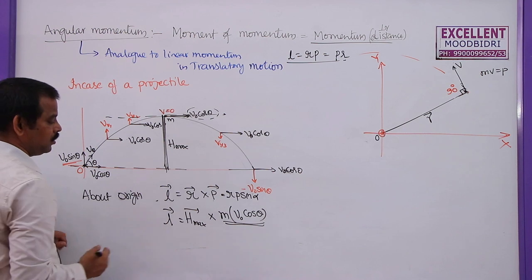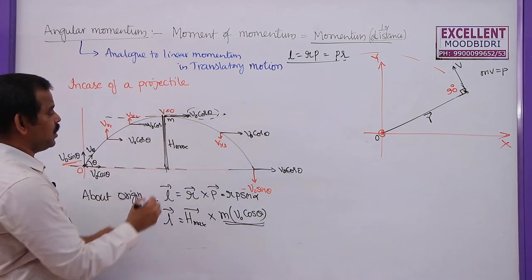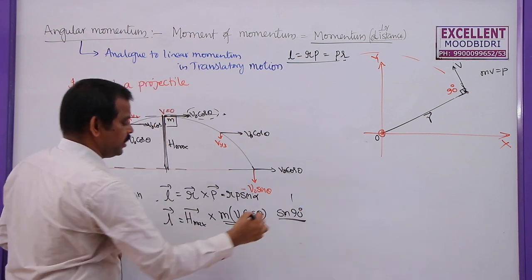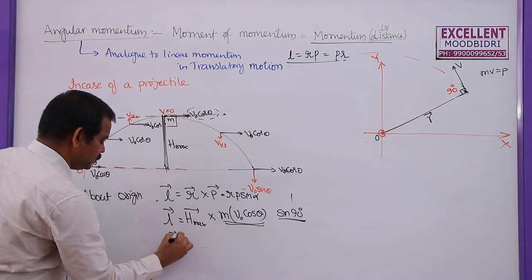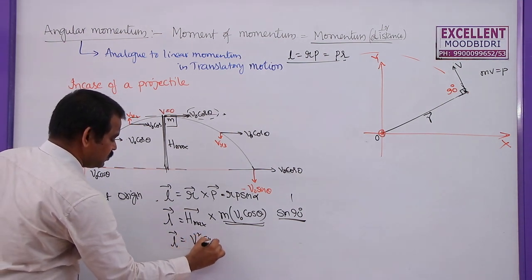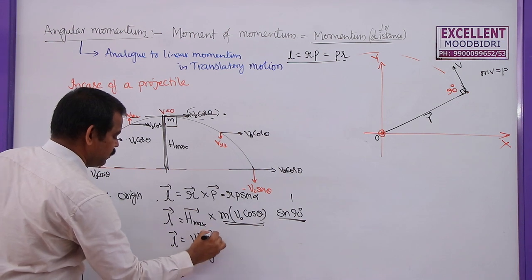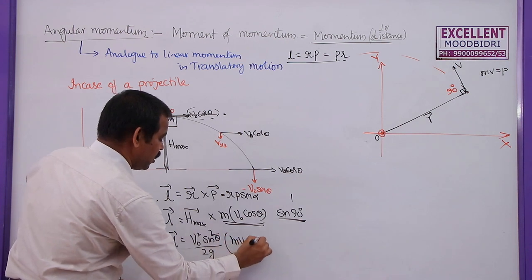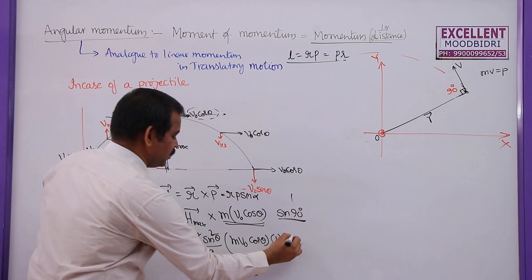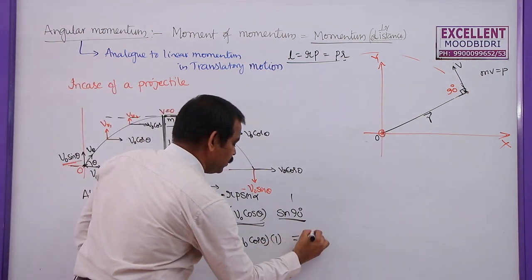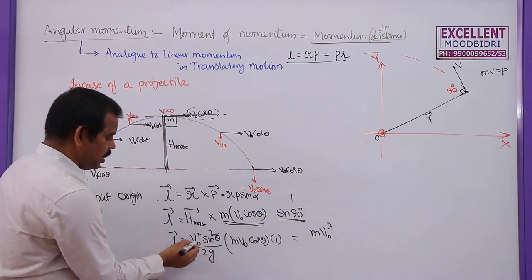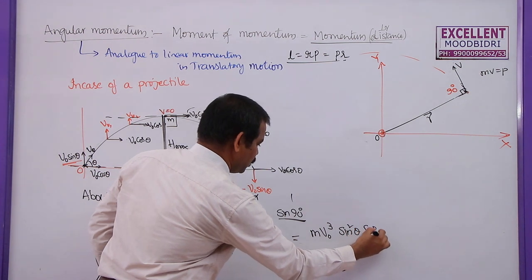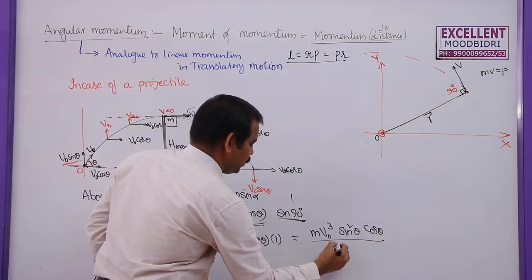So this is L bar. What is the angle between this H max and this vector? It is clear this is 90. So I can write sine 90 degrees. We know that sine 90 is equal to 1. So L bar is given by v naught square sine square theta by 2g, which is the maximum height of a projectile, into m v naught cos theta into sine 90, which will become 1. So its magnitude is given by m v naught cube, because v naught square into v naught becomes v naught cube, sine square theta into cos theta, and the denominator will be 2g.